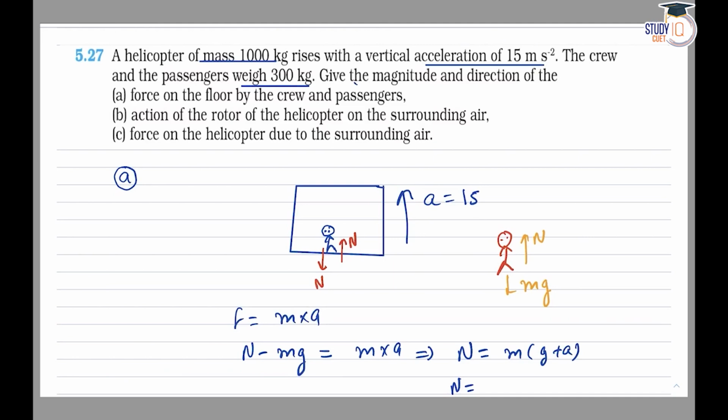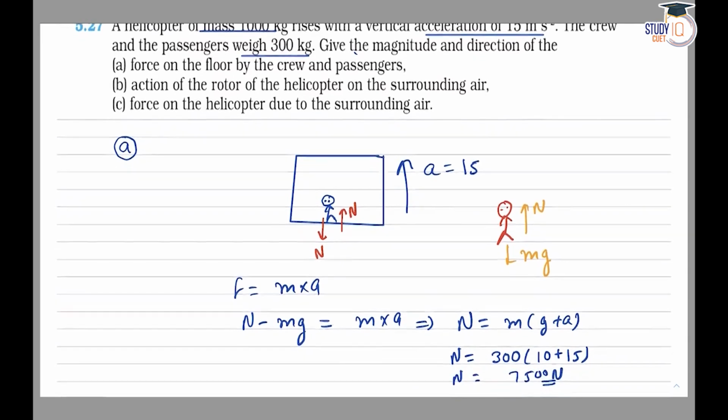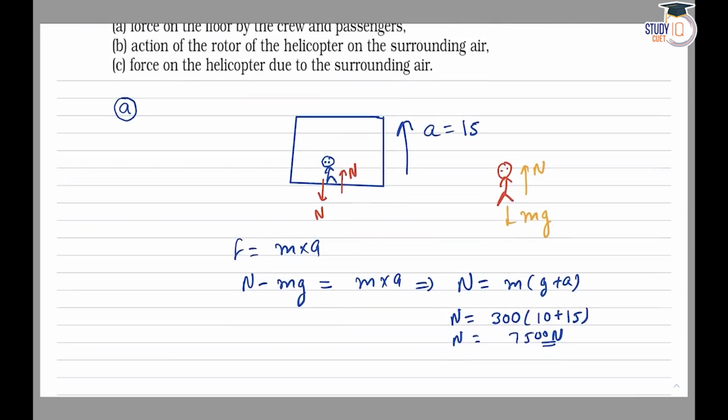So N comes out to be, the mass of passengers and crew is equal to 300, g is equal to 10 and acceleration is equal to 15 meter per second square. So this comes out to be 7500 Newton. The force exerted by the passengers and crew on the floor is 7500 Newton, and similarly the force exerted by the floor on the passengers and crew is 7500 Newton by action reaction pair.